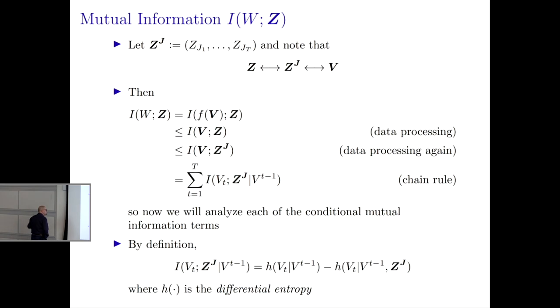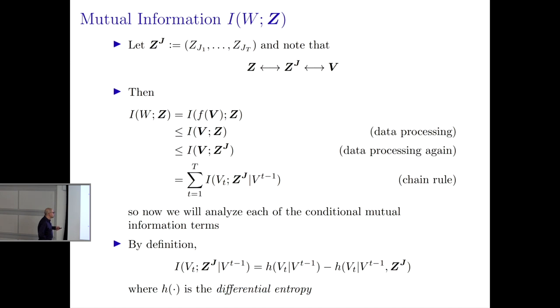Right? So okay, now let's work with this. So mutual information between W and the data. W is a function of this bold V, so by data processing, it's upper bounded by that. And by data processing, this is a Markov chain. So clearly, mutual information between ZJ and V is larger than mutual information between Z and V. And now what we're going to do is we're going to do chain rule. Here we're expanding. This chain rule is done now over the index of the iteration.